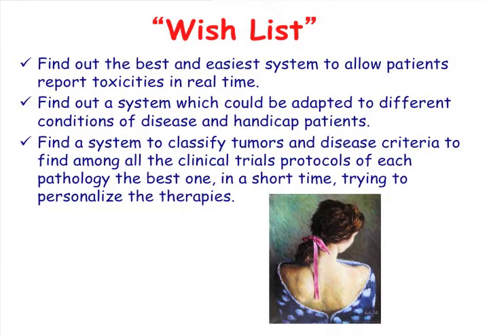So our wish list could be huge for the patient, for the caregivers, and for the team that we are working with. But I have chosen 3 main points. Find out the best and easiest system to allow patients to report toxicities in real time. Find out a system which could be adapted to different conditions of patients and, of course, handicapped patients, in this case, in oncology. Find a system to classify tumors and disease criteria, to find among all the protocols of clinical trials, for each pathology, the best treatment in a short time, trying to personalize the therapies.